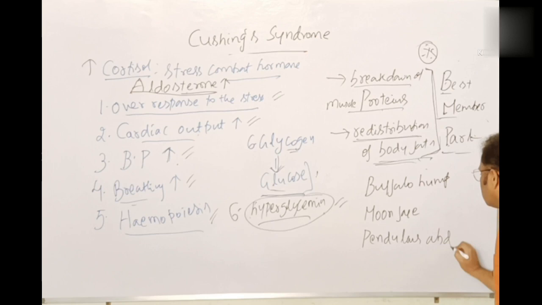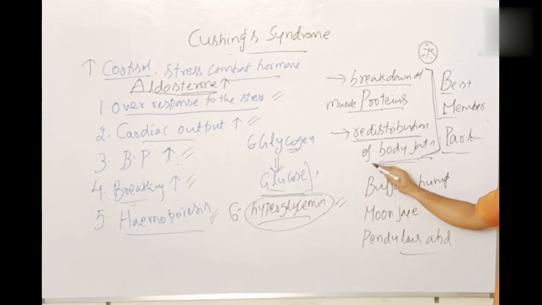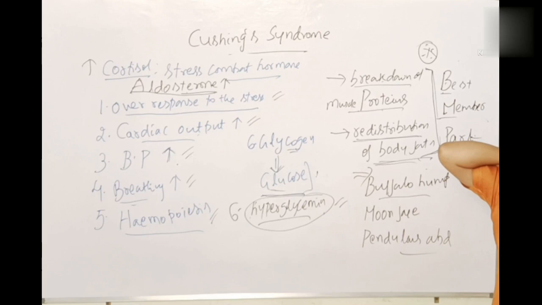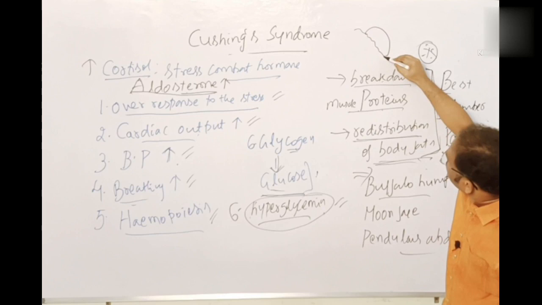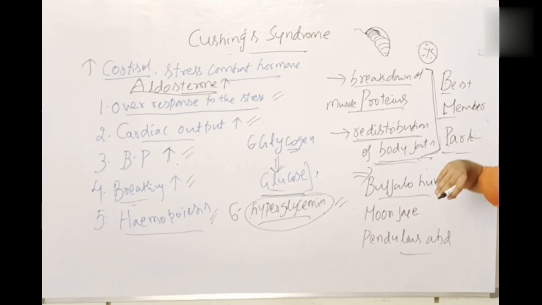Okay. Because of the breakdown of muscle proteins and redistribution of body fats, there are three symptoms here. What is that? One is the buffalo hump. What is buffalo hump? In the back, between the two shoulders. In the back region, there is a hump-like structure, like this, in the back. For example, this is the back, between the shoulders, there is a hump. That is, the fat gets deposited in this way here. Because of the redistribution of body fat, there is a buffalo hump.